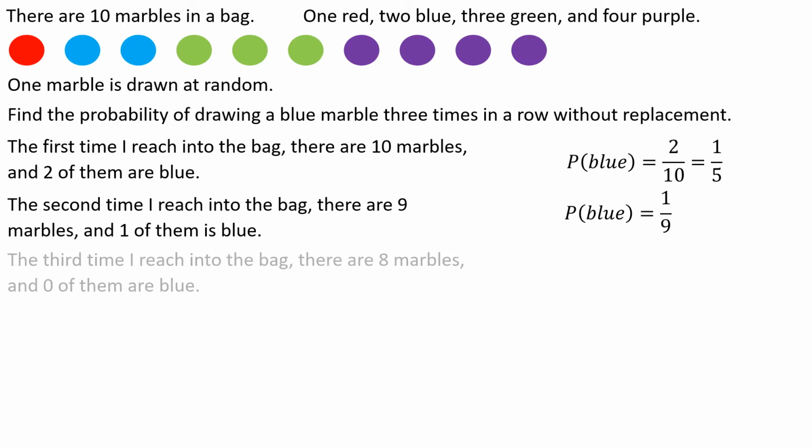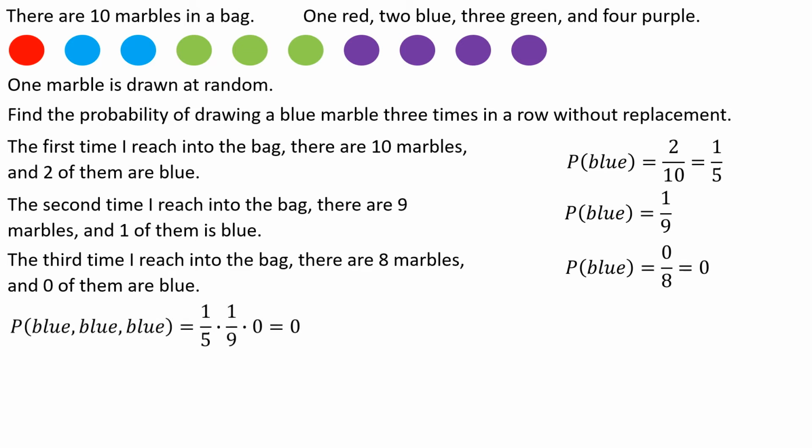Finally, I reach in a third time. There are only 8 marbles, and none of them are blue. My probability is 0 out of 8. That's 0. So the probability that I'll get blue, followed by blue, followed by blue, is 0. It's not going to happen. Right? There are only 2 blue marbles in the bag. There's no way I can get 3 of them.